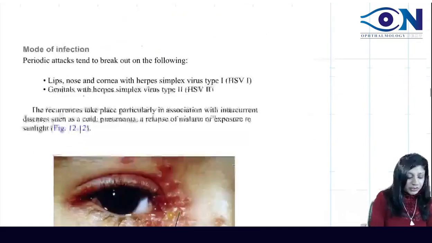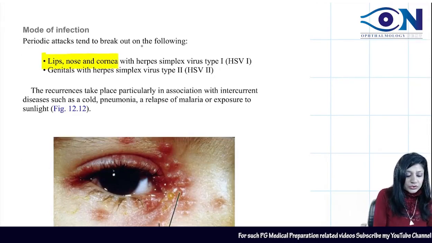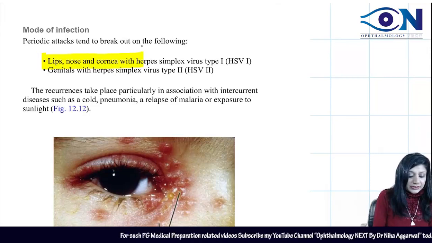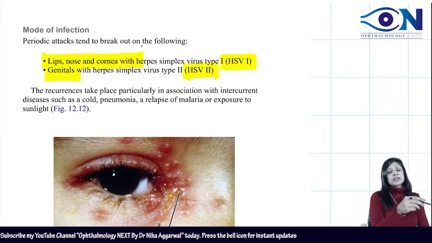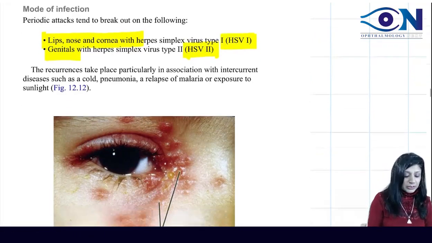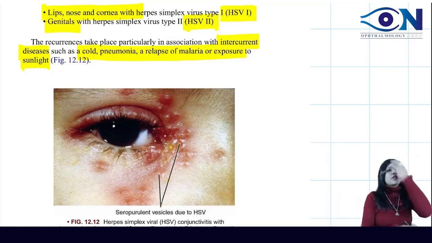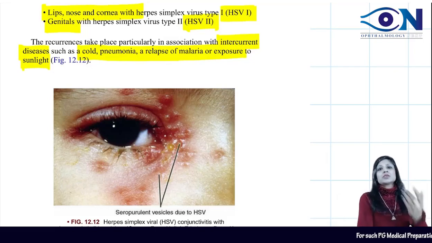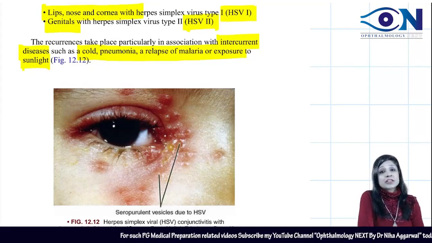Now, what are the modes of infection? For herpes simplex 1, the modes of infection are the lips, nose, and cornea. If I talk about type 2, then obviously the genitals. Basically, herpes simplex 2 is spreading through the genitals. Recurrence takes place particularly in association with some intercurrent diseases. It can be a cold, pneumonia, relapse of malaria, or exposure to sunlight. So basically, whenever there are some opportunistic conditions, we can have relapses. Relapses are really, really common in viral infections, especially herpes.